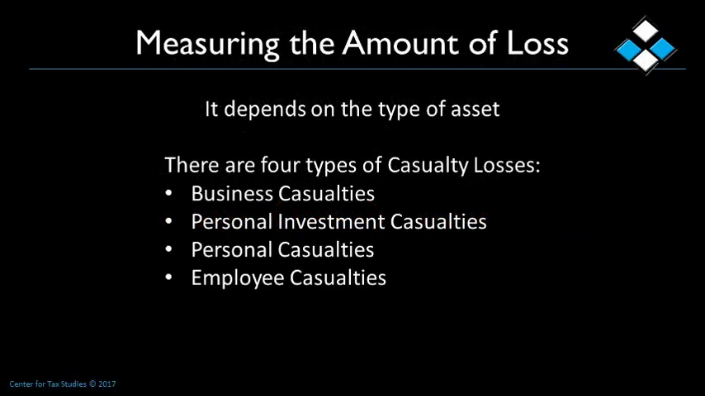So how do we measure the amount of the loss that somebody can take as a result of a casualty? Well, first off, we need to discuss that there are 4 types. You can take a business casualty, a personal investment casualty, a personal casualty, and an employee casualty. And each one is treated differently, and there's a different calculation for each one.